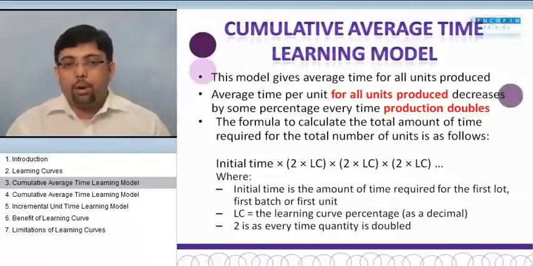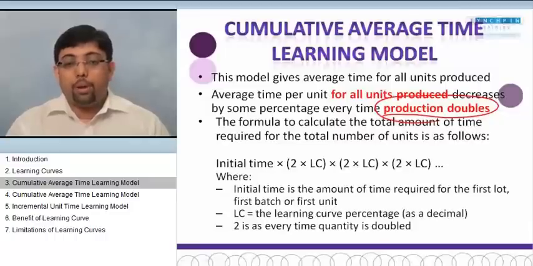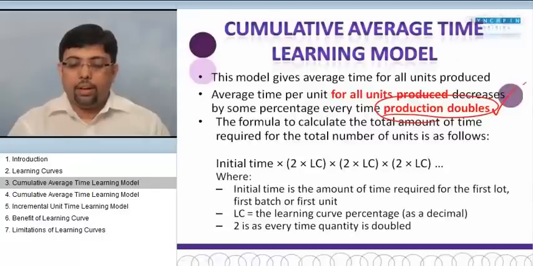Cumulative average time learning model. In this model, the average time of all units produced is calculated. The average time per unit for all units produced decreases by some percentage every time the production doubles. So the basic assumption of this model is that the production is getting doubled. The formula to calculate the total amount of time required for the total number of units is following: initial time for the first unit times 2, because the production is getting doubled, and LC stands for the learning curve.